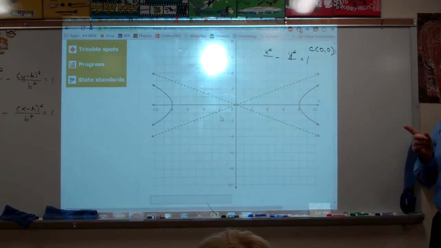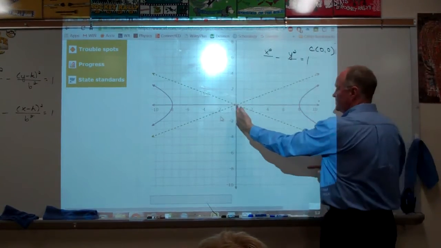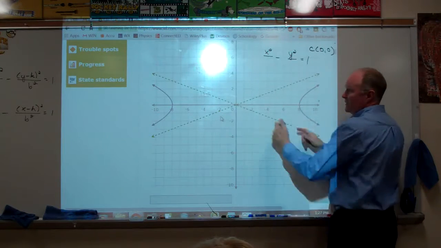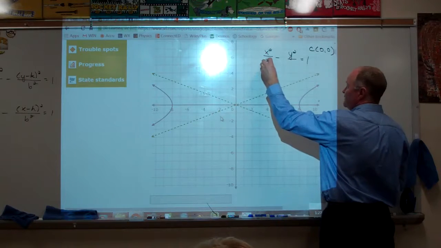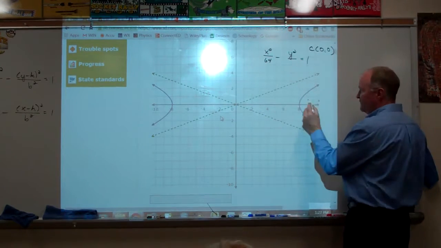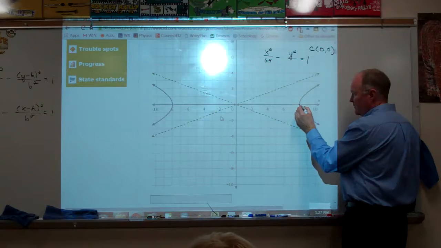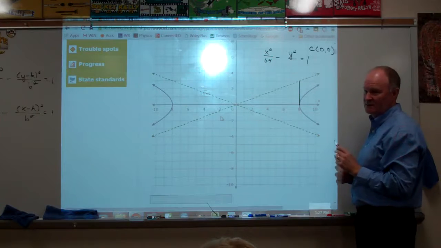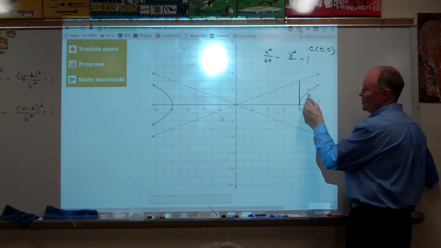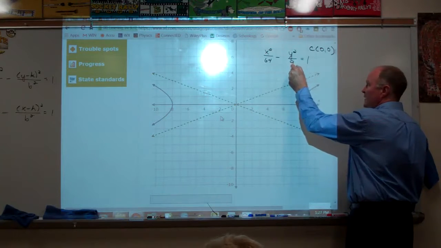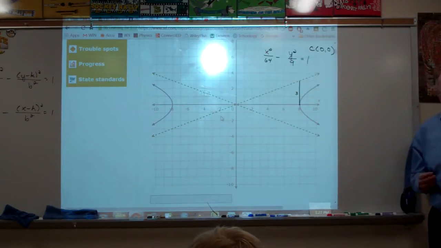A is the first one. The distance from the center to that point right there is A. So that makes it 64, and he goes first. Then to find B. B is always from the vertex out directly to the asymptotes. That is 3. That makes that 9. And you're done.